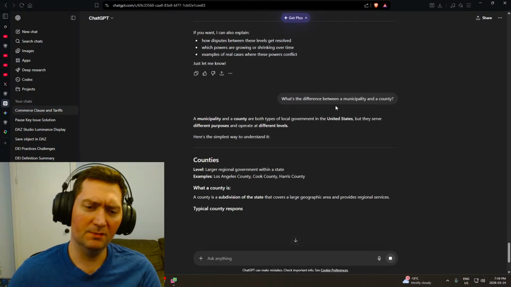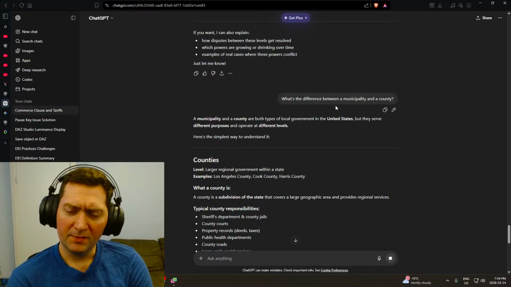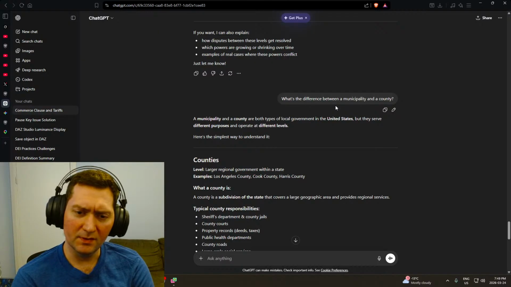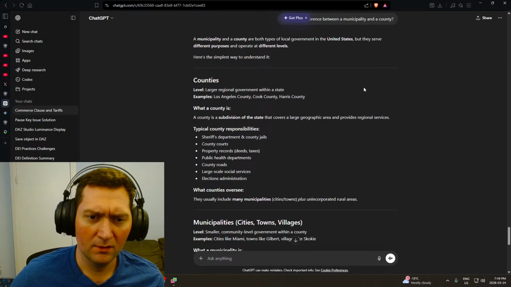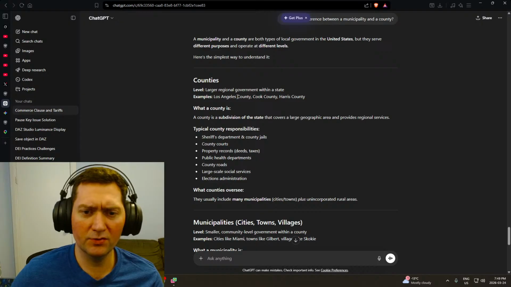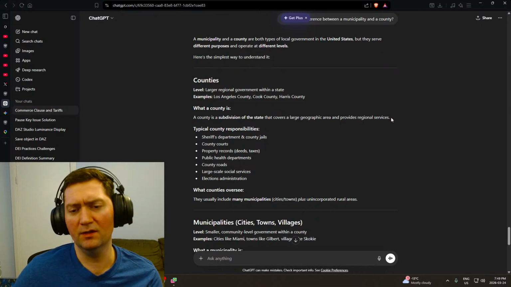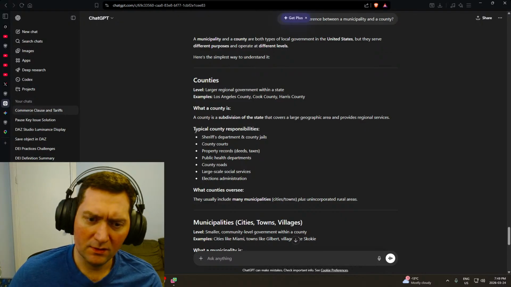We moved on to municipalities real quick. A municipality and a county are both types of local government in the United States, but they serve different purposes and operate at different levels. Counties are larger regional governments within the state, like Los Angeles County. A county is a subdivision of the state that covers a large geographic area and provides regional services.